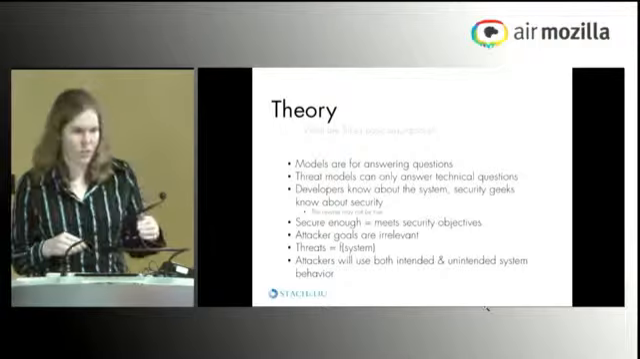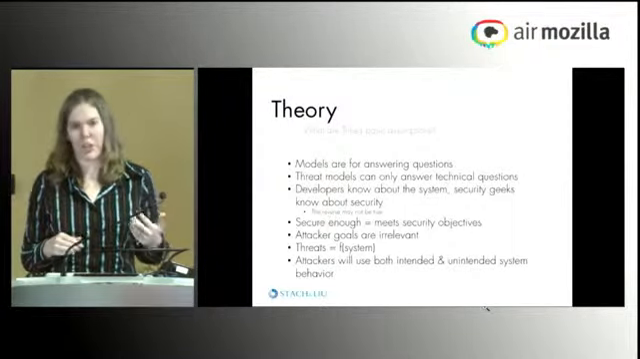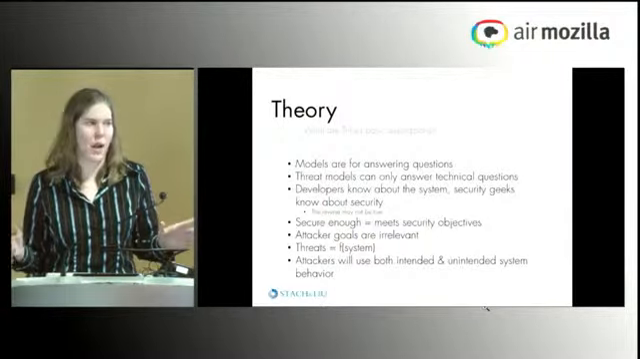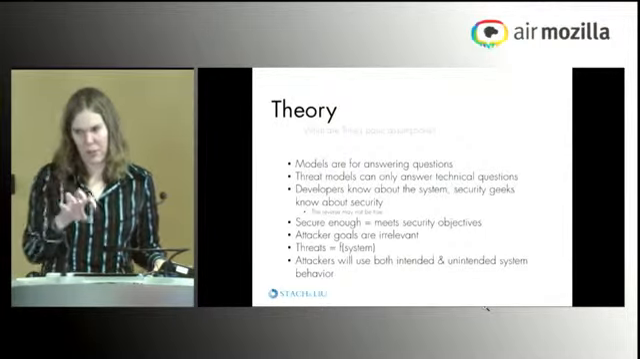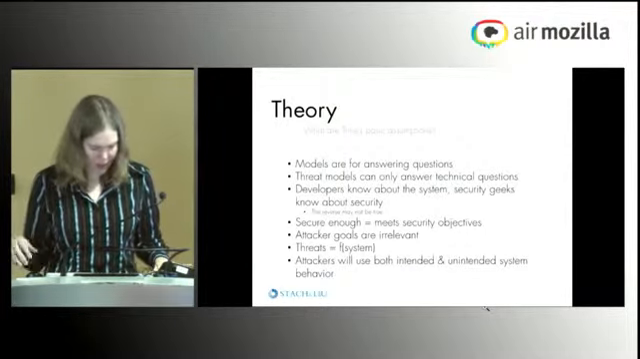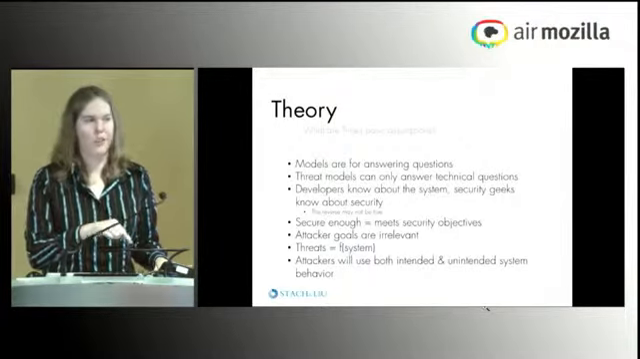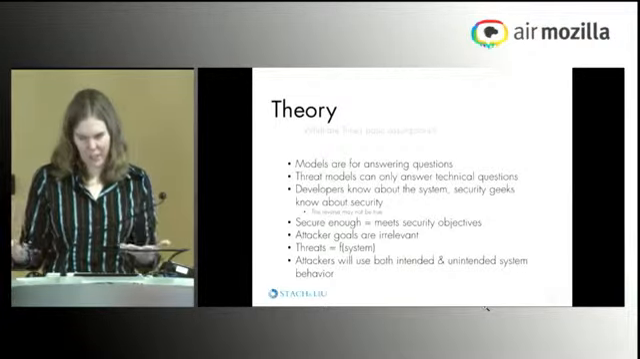Threats are a function of the system: a function of the system requirements, the system architecture, and the system implementation. They don't just spring up from nowhere. That's why we can generate them instead of having to brainstorm them, because they're a direct function of the system. And I alluded to this earlier, but an attacker is not going to stop with just the unintended behavior. They're going to use the intended behavior as well.